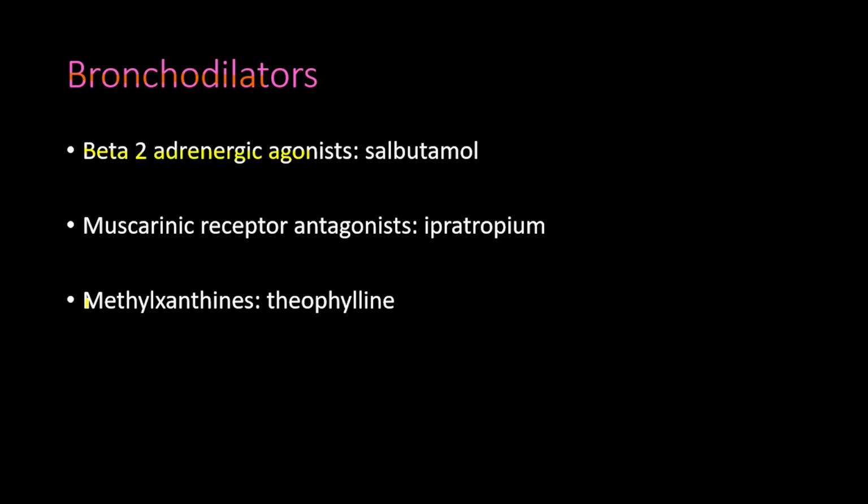So, the muscarinic receptor antagonists are classified as bronchodilators, same as with the beta-2 adrenergic agonists and same as with the methylxanthines. And the muscarinic receptor antagonist that is used in asthma is the Ipratropium.